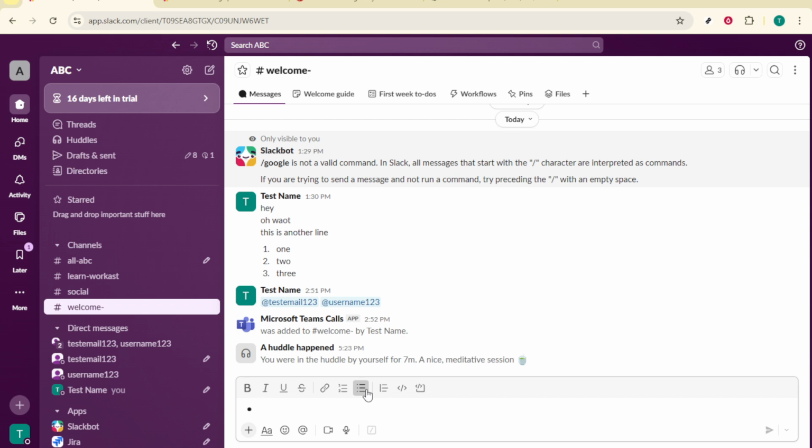When you want to call attention to a single line, use a block quote by starting it with the greater than symbol and a space. For example, greater than, space, important update. This creates a clean callout that stands apart from the body of the message.